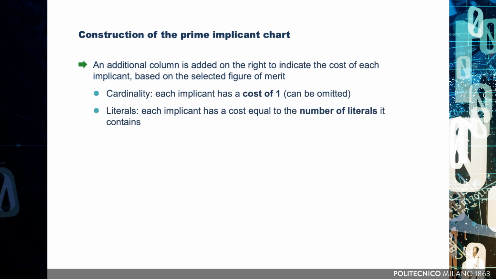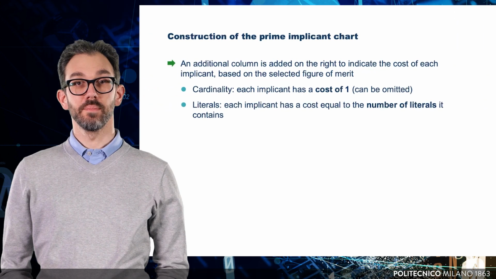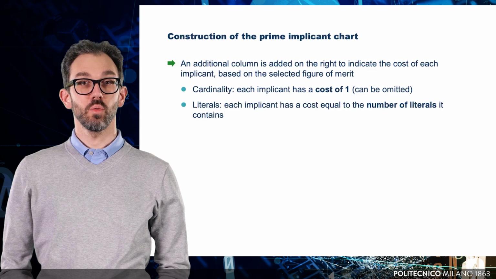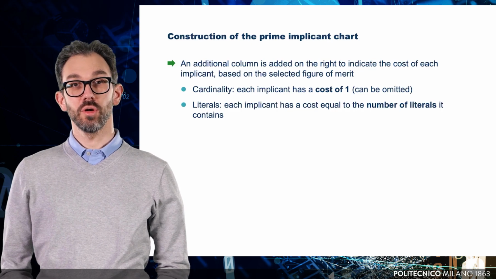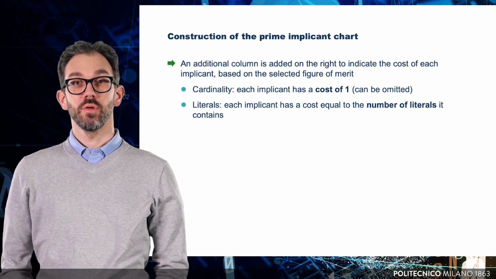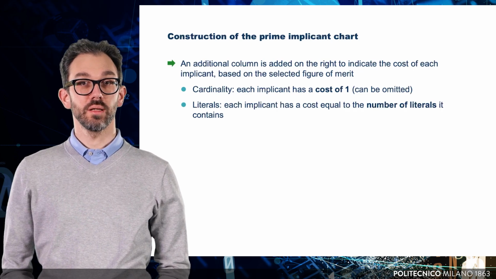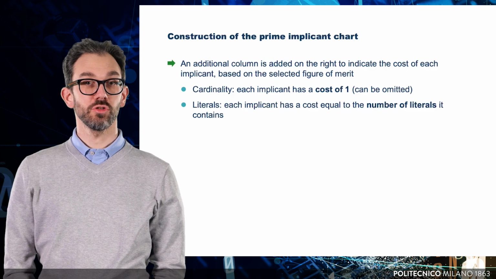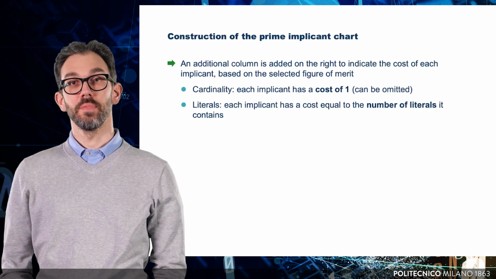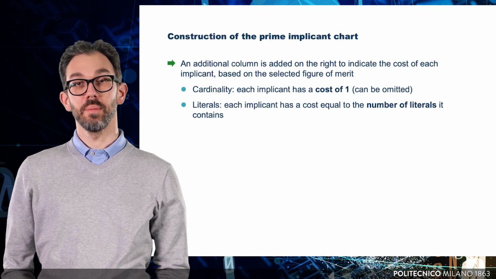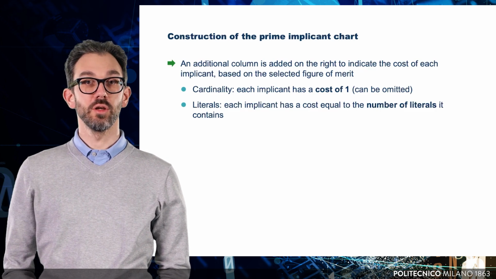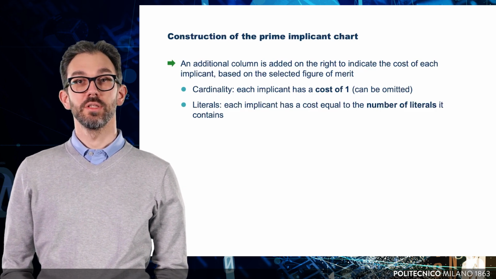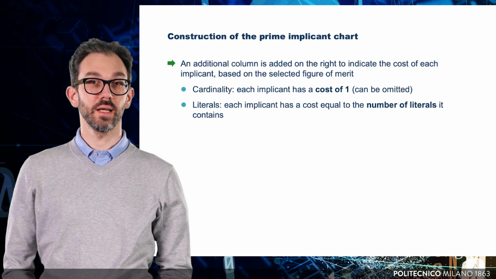To the introduced chart, we add one final column that represents the cost associated with selecting each prime implicant. As we discussed earlier, the Quine-McCluskey method supports various cost functions, or figures of merit, to guide the search for the optimal solution as long as the function is additive. This means that the total cost of a solution is computed as the sum of the individual costs of the selected prime implicants.